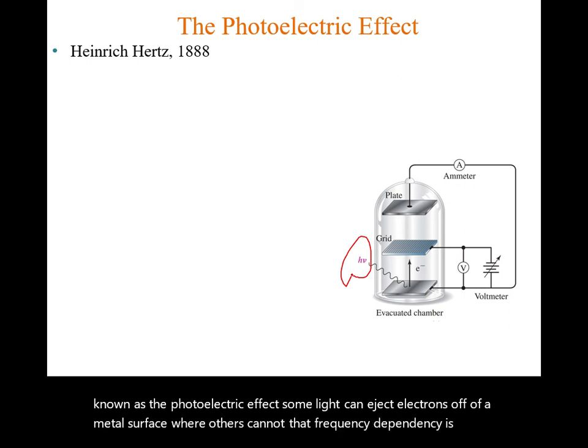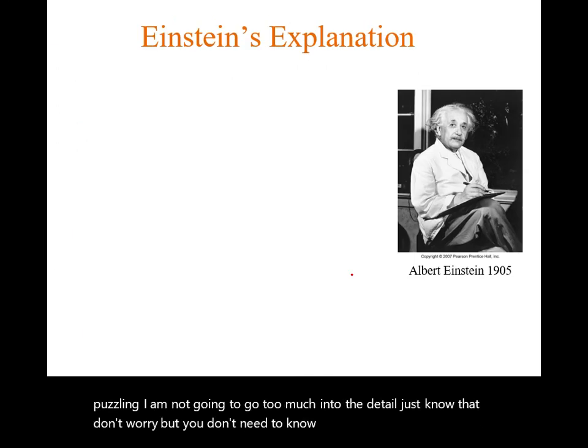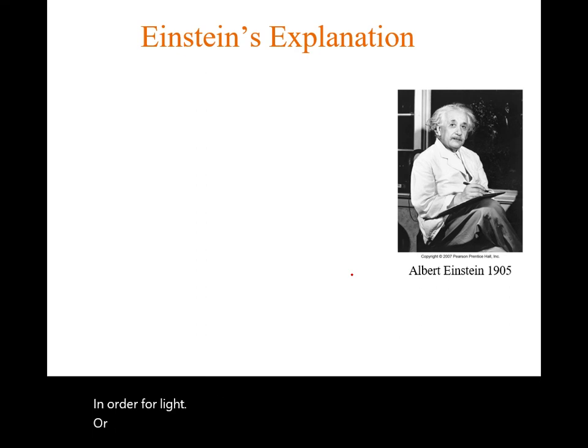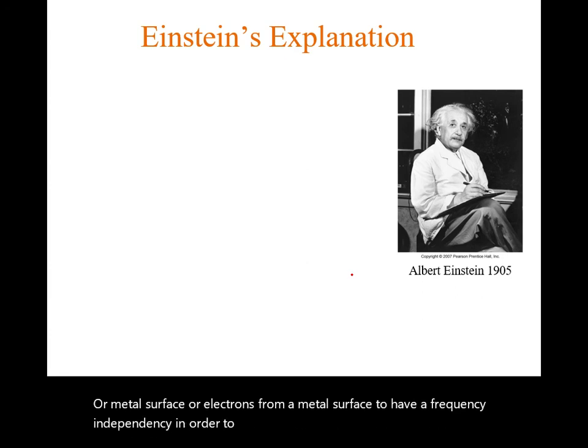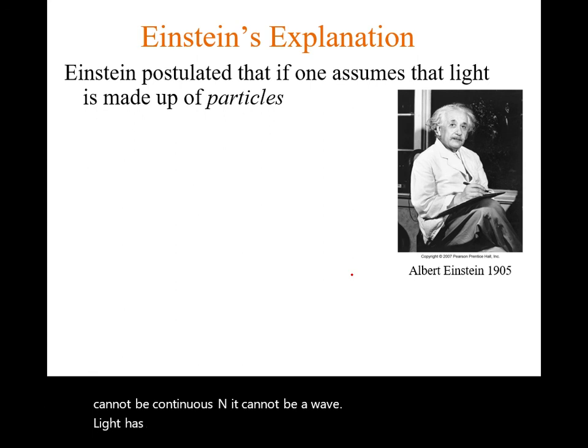I am not going to go too much into the detail, just know that. Don't worry about it. You don't need to know any of this stuff, just that it was a problem, and Albert Einstein proposed an explanation to that problem. His explanation was as follows. In order for electrons from a metal surface to have a frequency dependency in order to absorb light to leave the metal surface, light cannot be continuous and it cannot be a wave. Light has to be made up of particles.